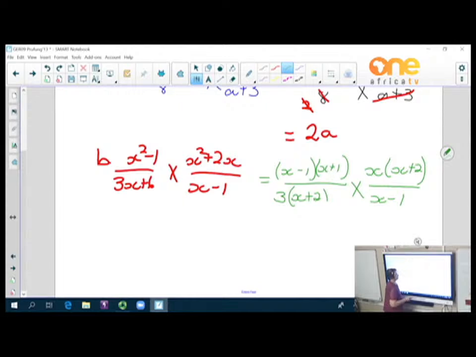Everything is now multiplication, so now we can cancel. Right, what will cancel? This one and this one. What I do at the bottom, I must do at the top. This one and this one will cancel out. So it is x plus 1 over 3.